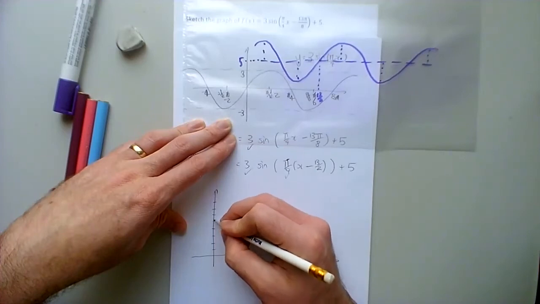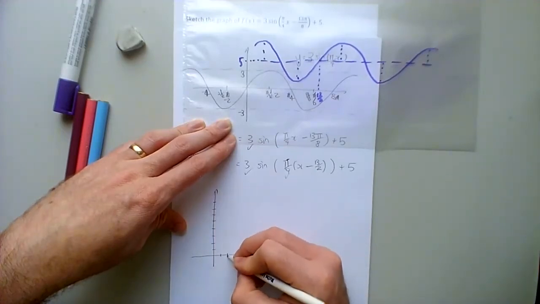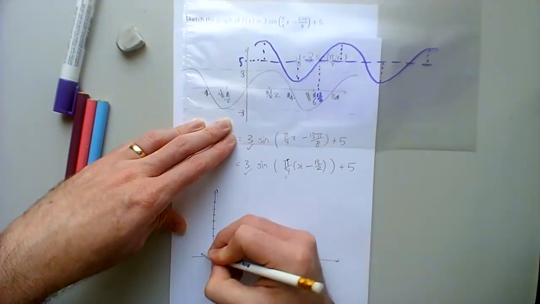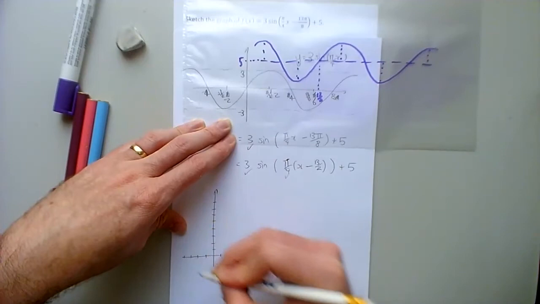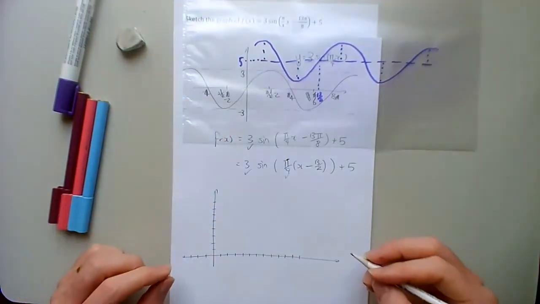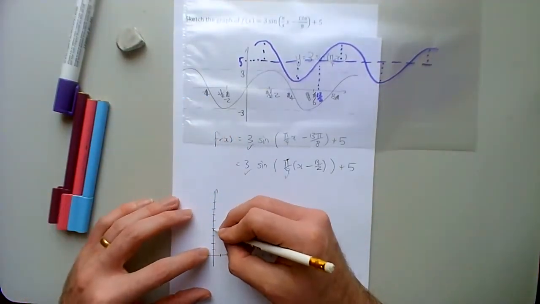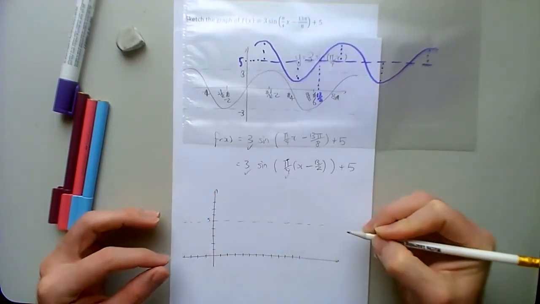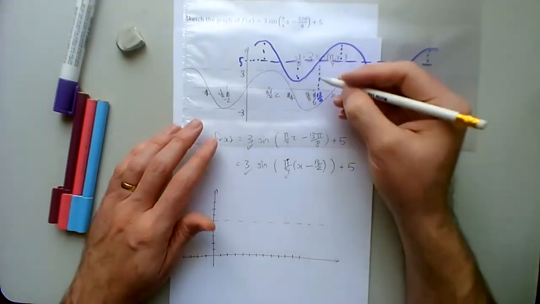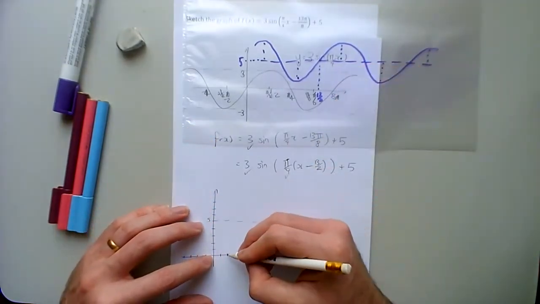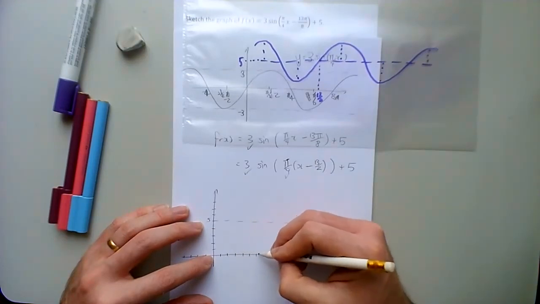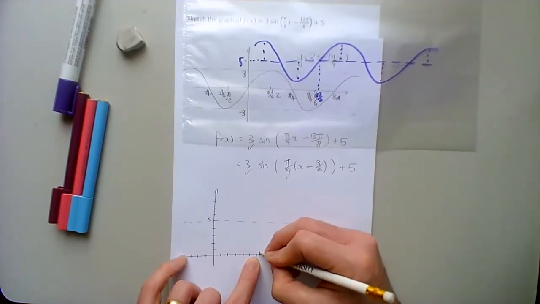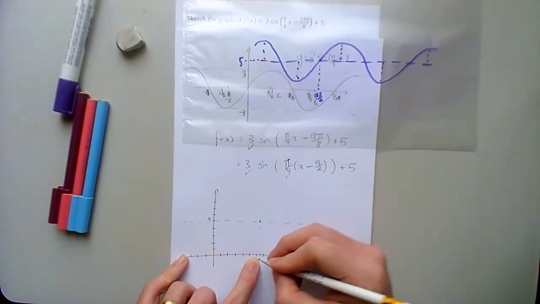1, 2, 3, 4, 5, 6, 7, 8. Yep. 1, 2, 3, 4, 5, 6, 7, 8, 9, 10. How about that? And we'll go back a few as well. Okay. So the midline was at 5. 1, 2, 3, 4, 5. That helps me draw it very nicely. And then it started at 13 on 2, which was 6.5. 1, 2, 3, 4, 5, 6.5. That's there. That's this point here.